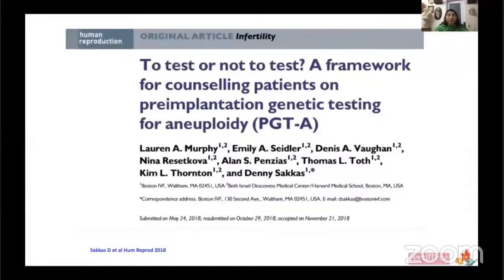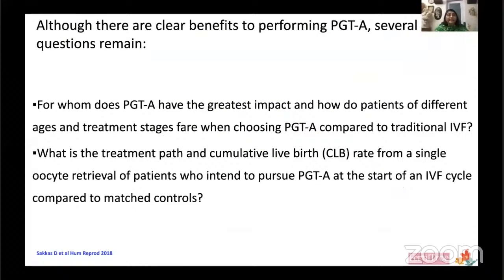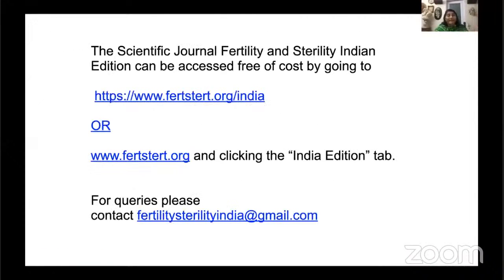So to test or not to test, I think it is important to decide very carefully. Those with high maternal age, those with repeated implantation failures, those with miscarriages, and those with severe male factor should be tested. This is a summary of the whole topic.